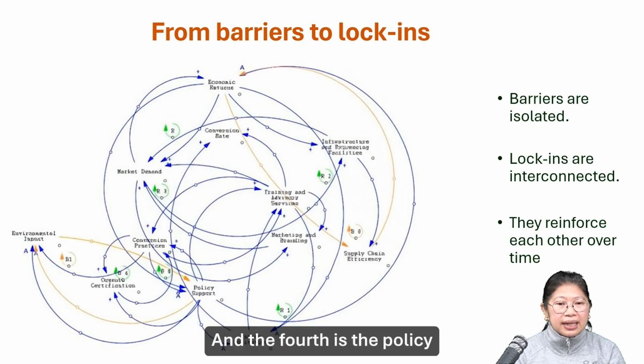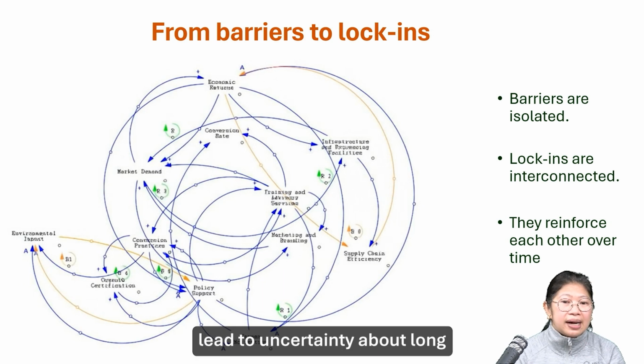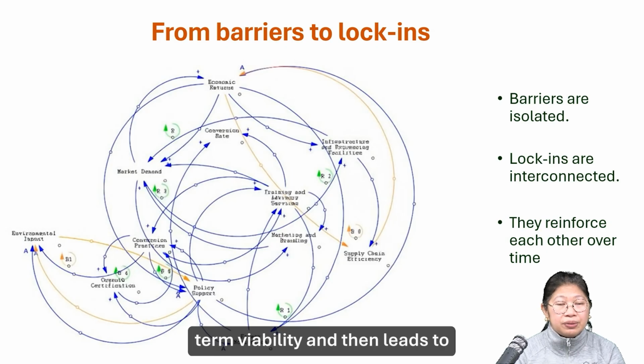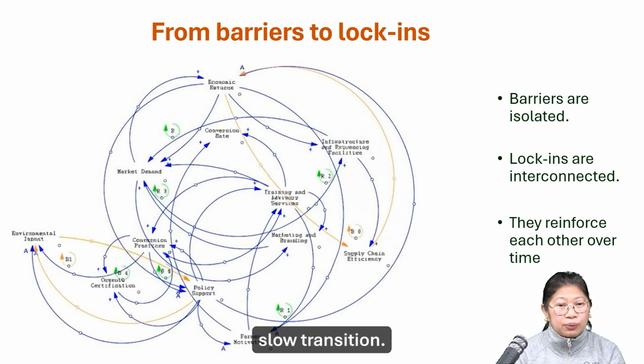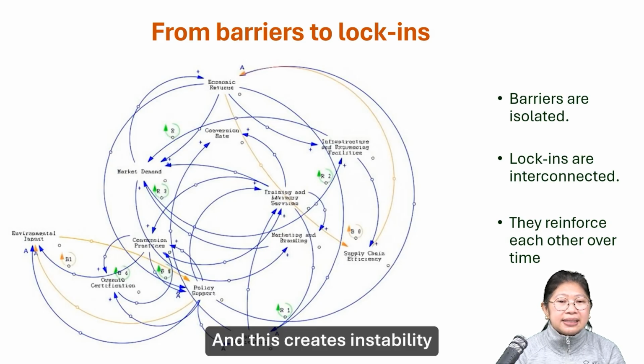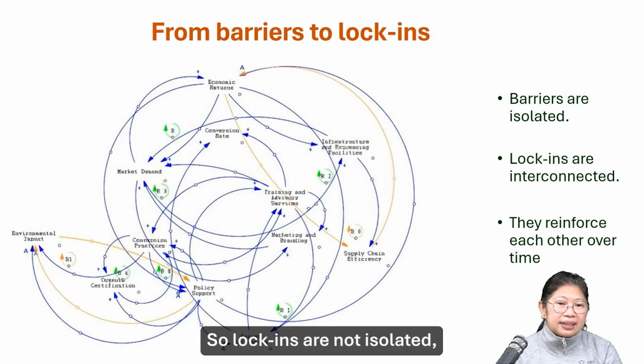And the fourth is the policy dependence lock-in, which means the dependence on subsidies can lead to uncertainty about long-term viability, and then leads to cautious farmer behavior that slows transition. And this creates instability in decision making. So, lock-ins are not isolated.